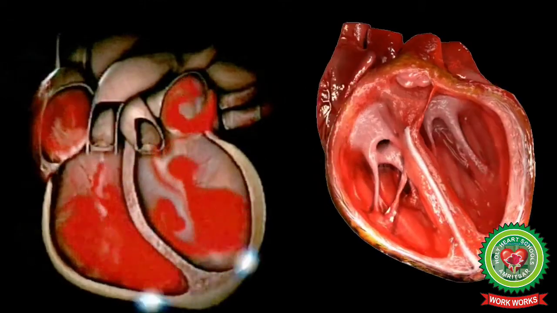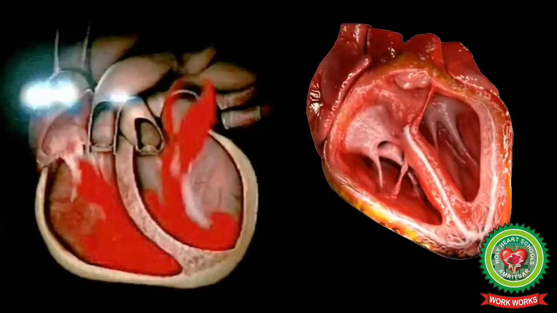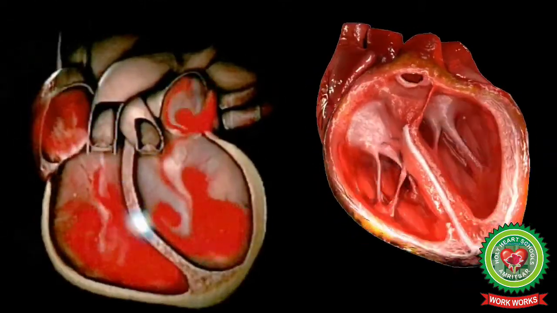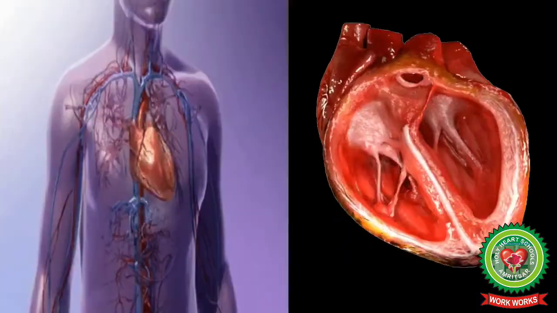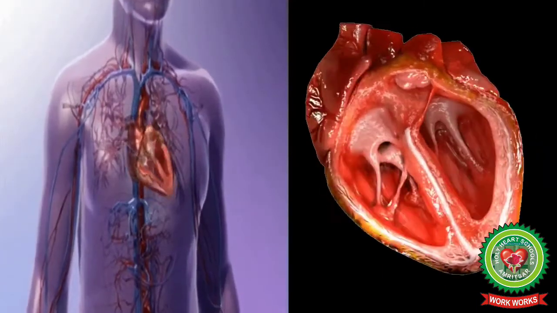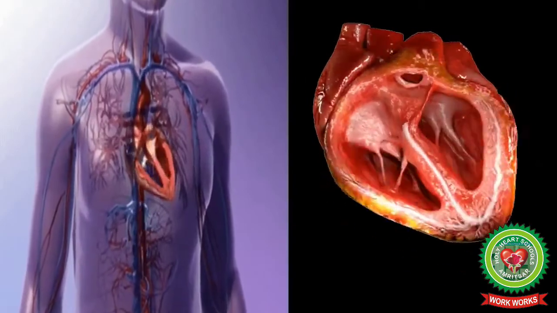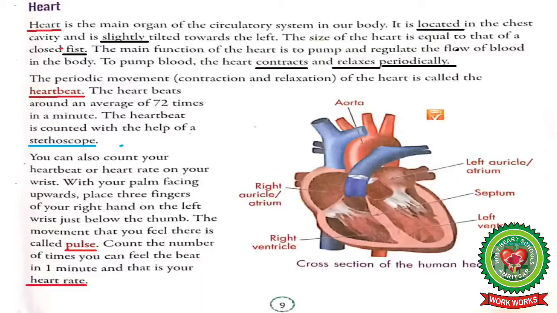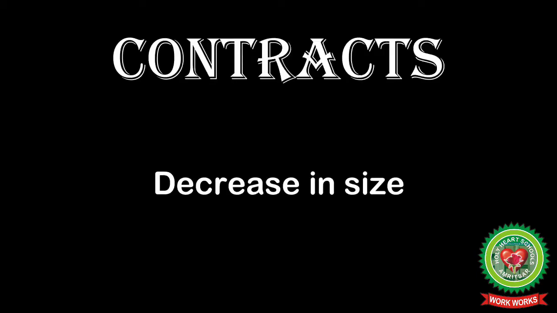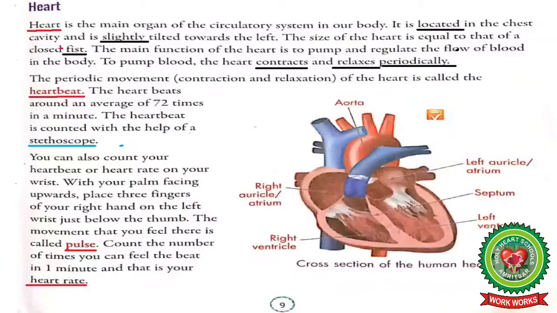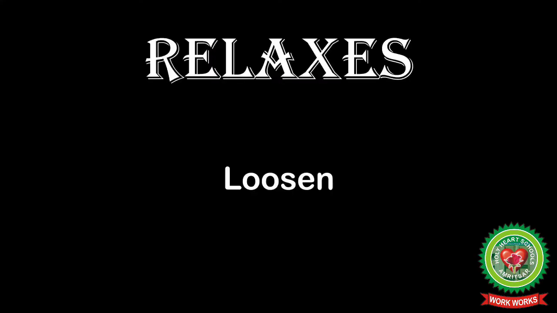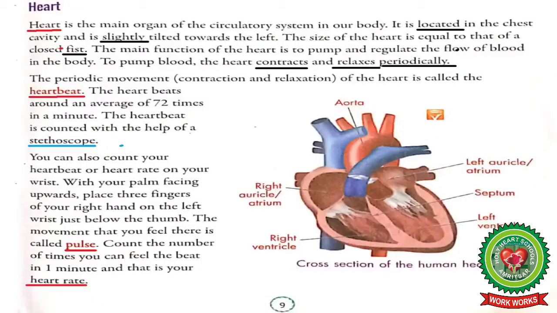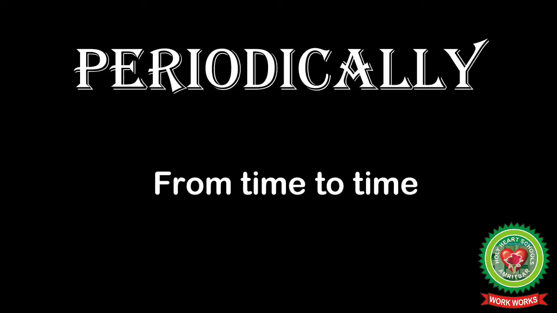Students, the main function of the heart is to pump and regulate the flow of blood in the body. To pump blood, the heart contracts and relaxes periodically. Now underline word contract and write down its meaning: decrease in size. Underline word relaxes: loosen. Underline word periodically: from time to time.